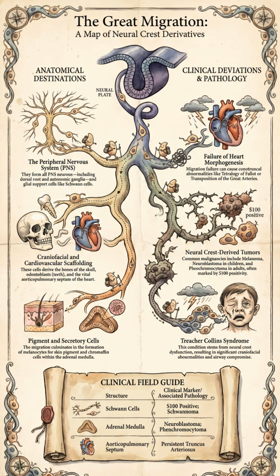The pharyngeal arch cartilages, including the malleus and incus from the first arch and the stapes from the second arch, also arise from the neural crest.